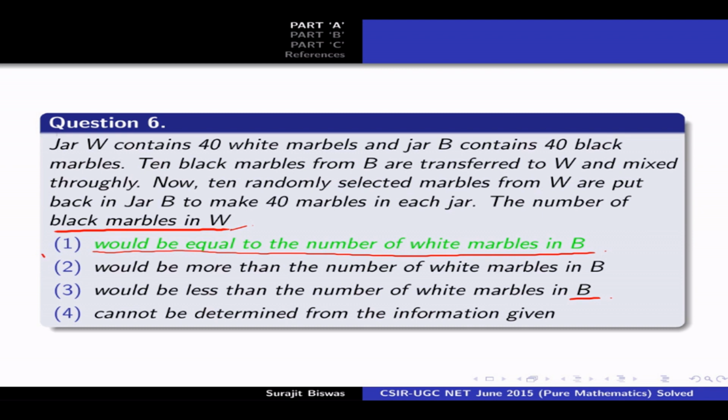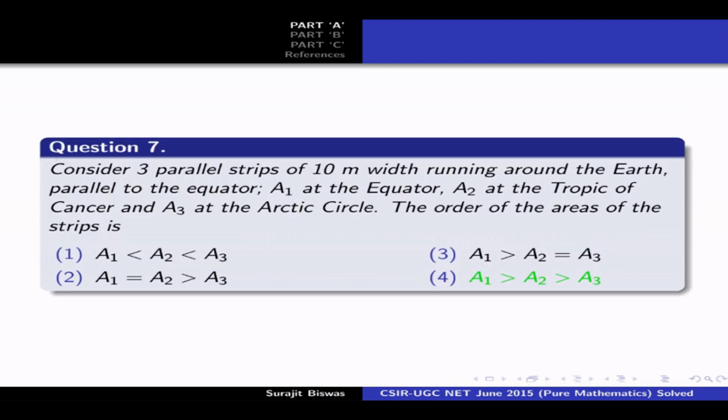Question number 7. Consider 3 parallel strips of 10-meter width running around the earth parallel to the equator. A1 at the equator, A2 at the Tropic of Cancer, and A3 at the Arctic Circle. The order of the areas of the strip is, we have 4 options.